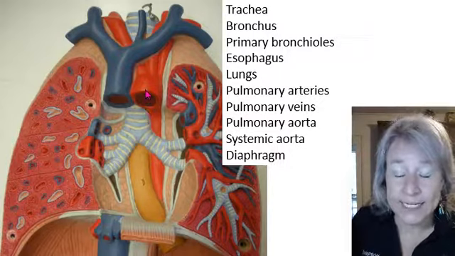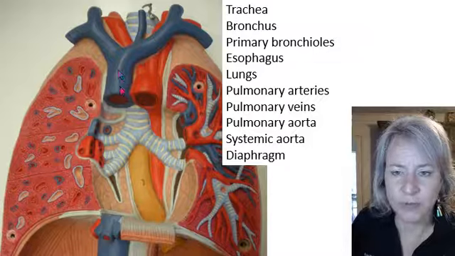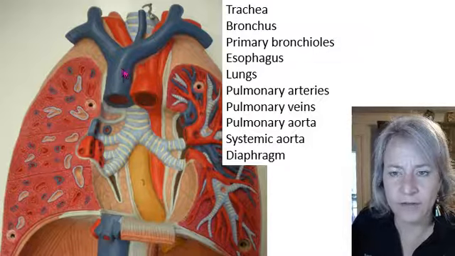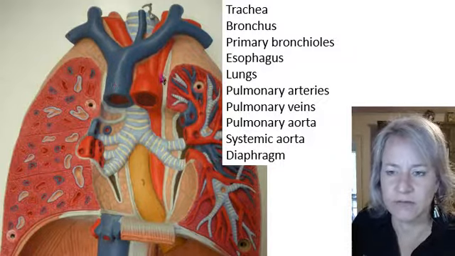Okay, we already did the cardiovascular system, so you should know that this is your pulmonary aorta. No, that's not the pulmonary aorta. This is the superior vena cava.